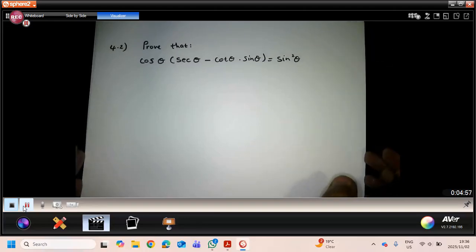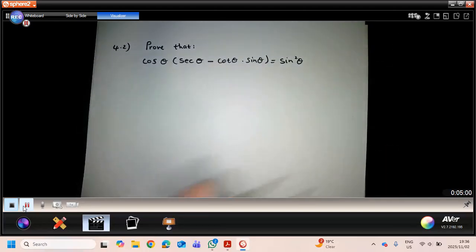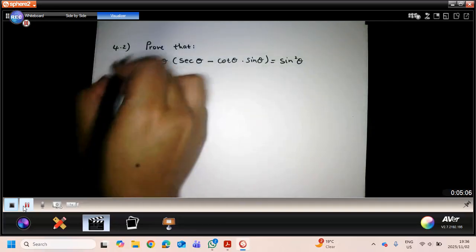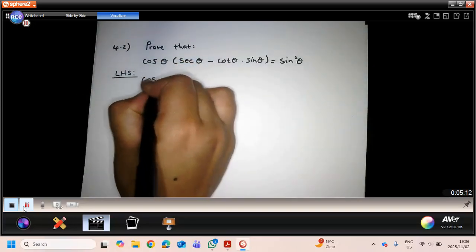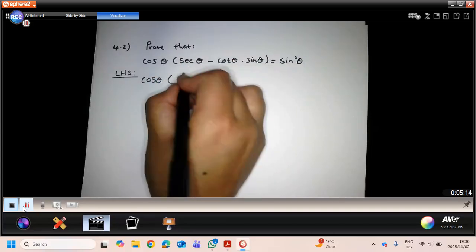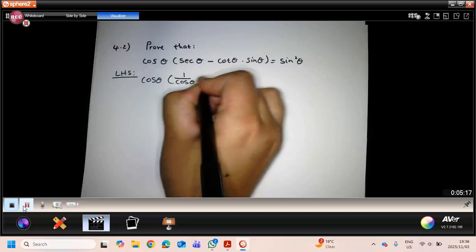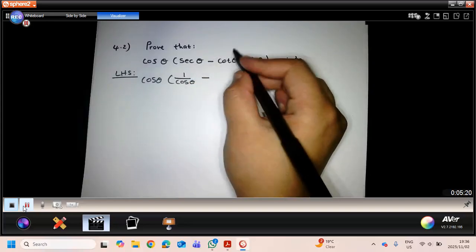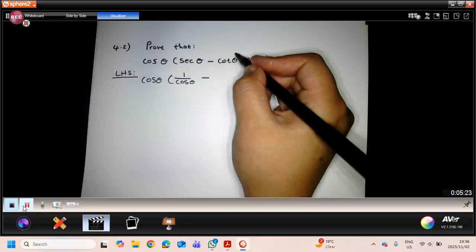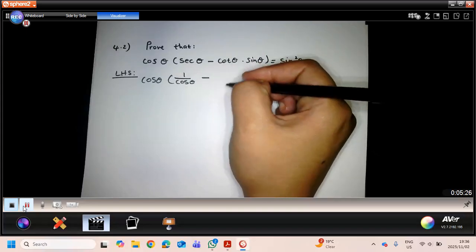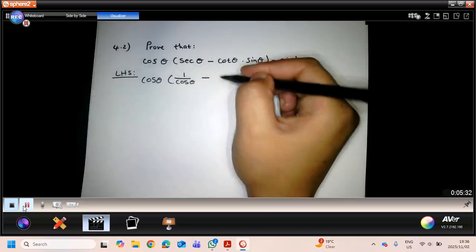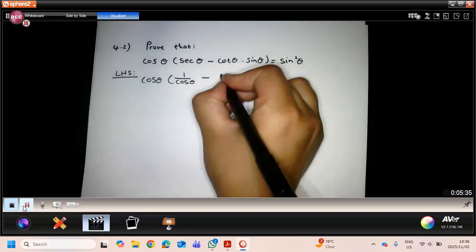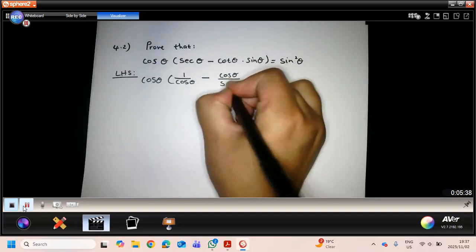Right, so at 4.2 we need to prove that the left hand side equates to the right hand side in this case. So we will start off by saying that the left hand side is cos theta, and I'm going to write sec as 1 over cos theta minus cot, which can be written as 1 over tan, or it can be written as cos over sine, and in this case cot is multiplied by sine, right? So if you write it as cos over sine, then the sines are going to cancel, so that is the better option in this case.